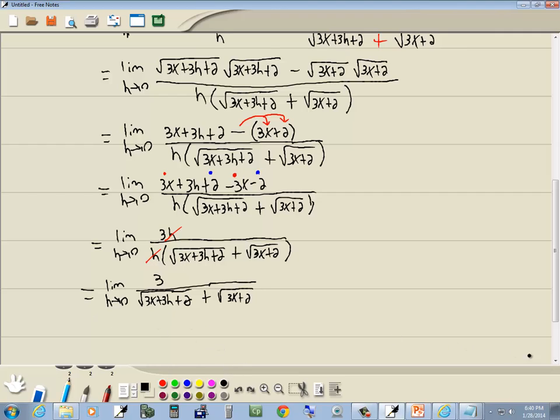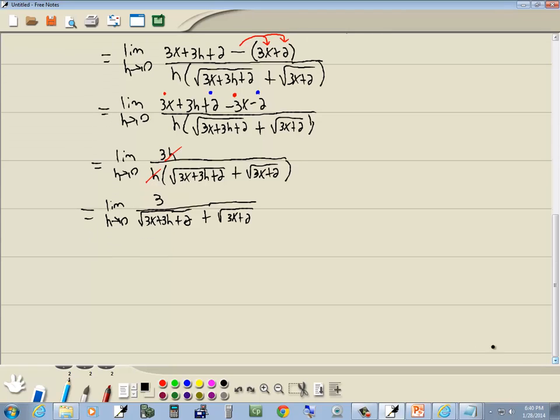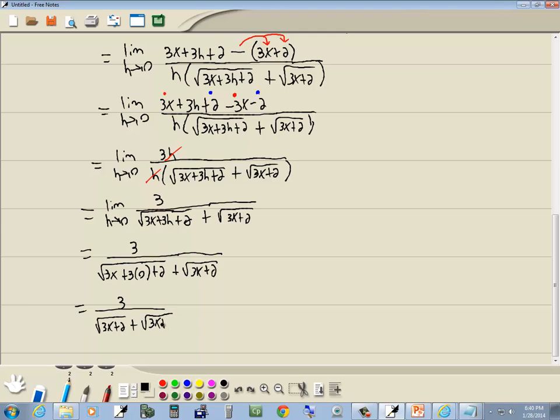Well, now we're ready to plug 0 in for h. So this gives us 3 over square root of 3x plus 3 times 0 plus 2, plus square root of 3x plus 2. 3 times 0 is 0, so that drops away. And we got 3 over the square root of 3x plus 2 plus square root of 3x plus 2.